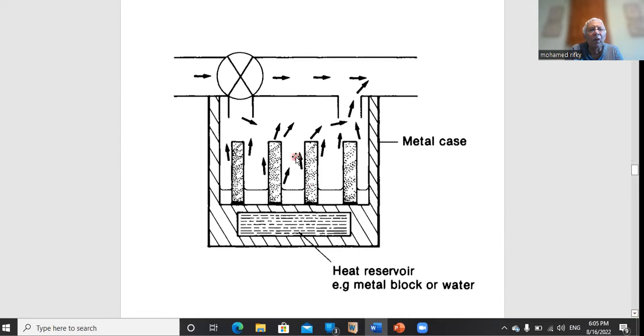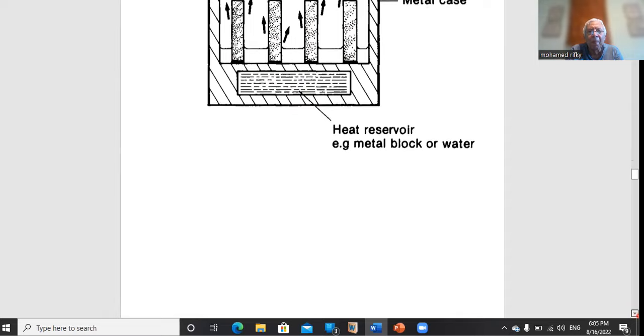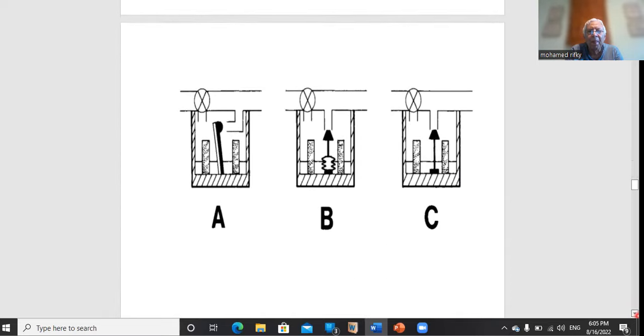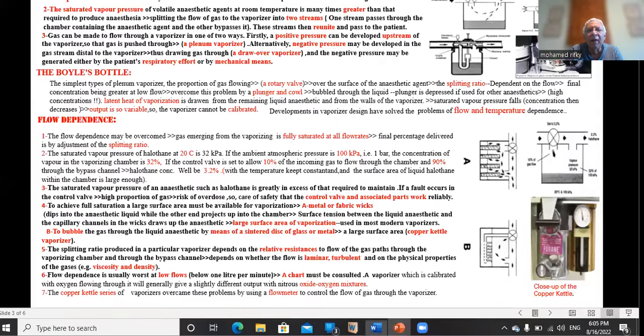This is what I'm going to explain later on, thermal stability, whereas the contents of the vaporizer act as a heat reservoir to initiate the process of vaporization. Now we go back to the slides.